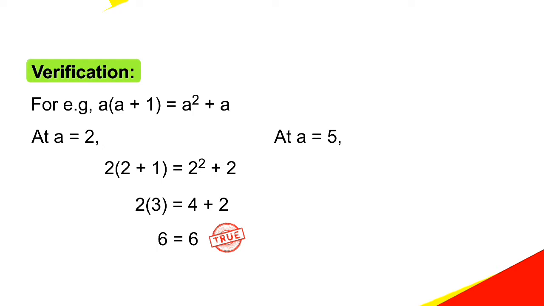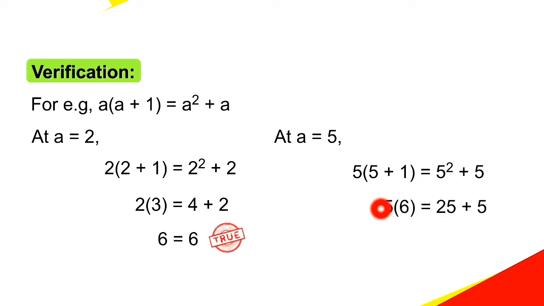Now we are going to take A is equals to 5. Now we are going to substitute A is equals to 5 in the equation. So what we can get? 5 into 5 plus 1 is equals to 5 square plus 5. According to the BODMAS, first we have to solve inside the bracket.